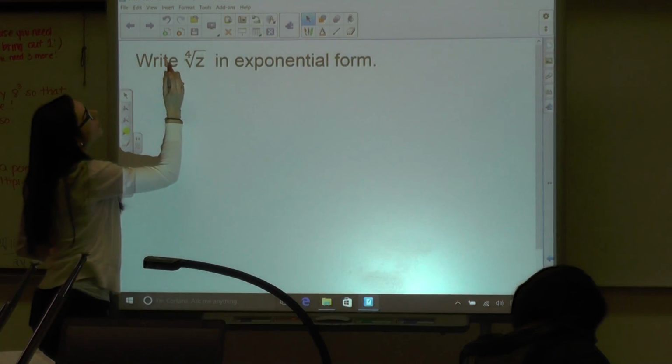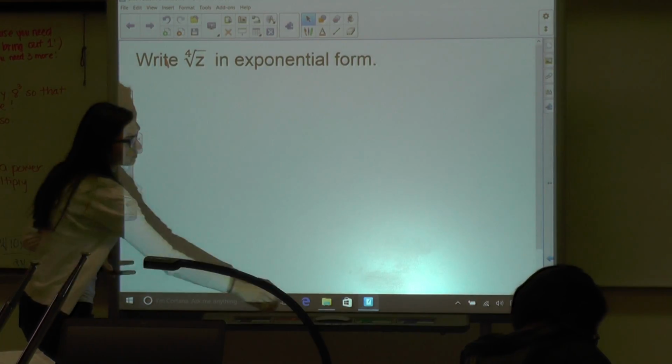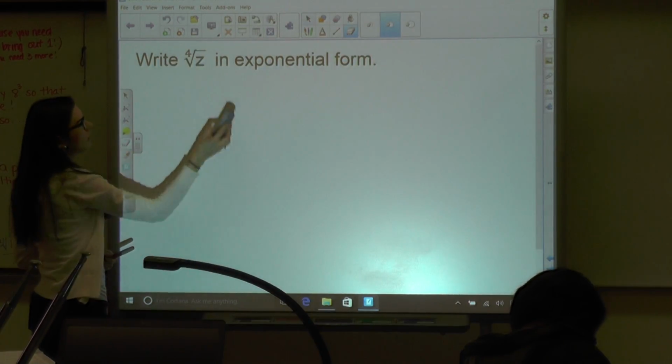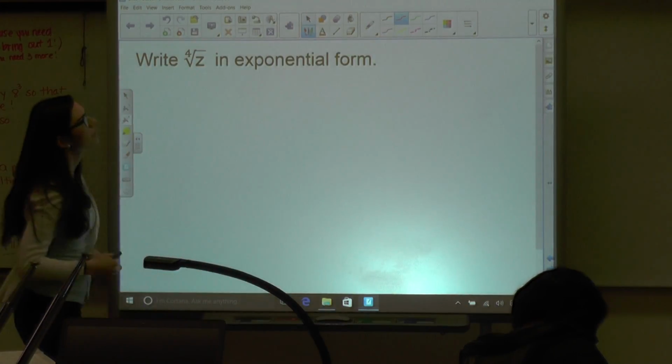What's that over there thing? Let me trick you. I don't know why it's been doing that the past couple times. It hasn't been lining up.